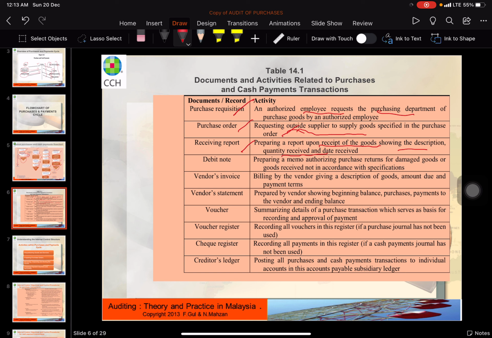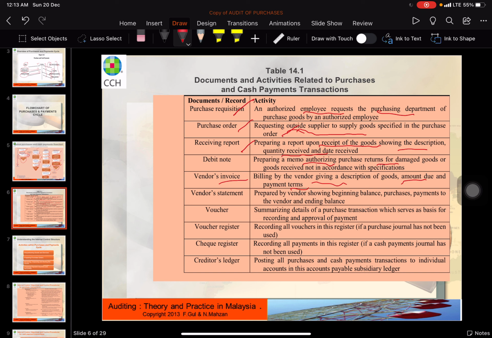So what is a debit note? A memo authorizing purchases return for damaged goods. It means that if you receive something that is not according to the spec, then you return it back to the supplier. And then the supplier invoice. So, billing by the vendor, giving description of goods, amount due, and the payment term.